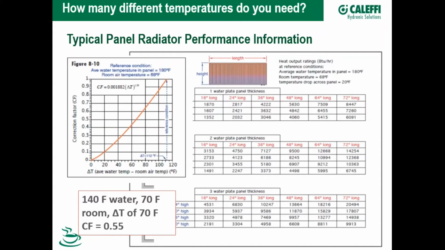So let's say I didn't want to run with an average temperature of 180, I wanted to run at an average of 140. So I use the chart above, that 140 degree water temperature with a 70 degree air temperature, which gives me a delta T of 70. I go in there, that 70 degree delta T gives me a correction factor of about 0.55. So I can derate the panels to this lower water temperature. Okay? I can do the same thing with baseboard.